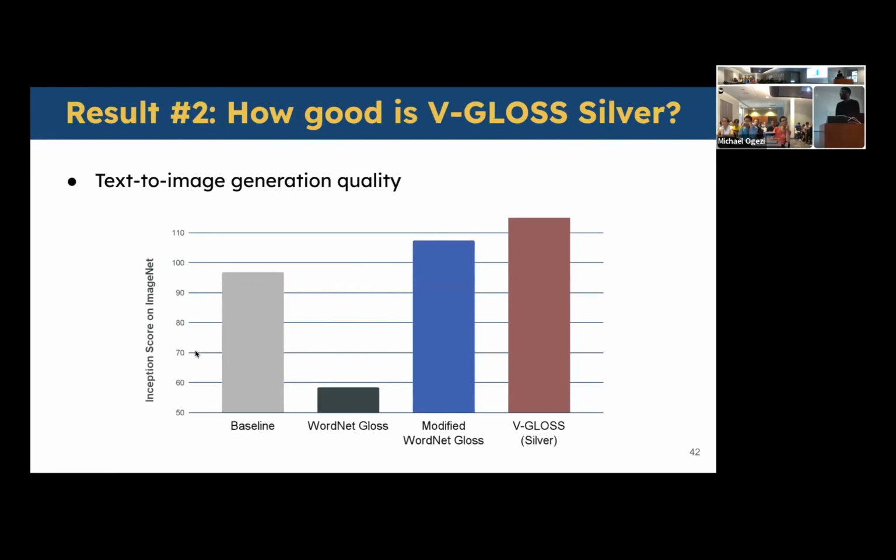And when we generate images with these modified descriptions, we see that the baseline performs reasonably. Just using the gloss, in fact, performs worse than the baseline. So it's really bad. The modified glosses perform decently well, but our method performs best because we focus on the visual attributes, like I said. And here we see that our data set is in fact not completely useless.